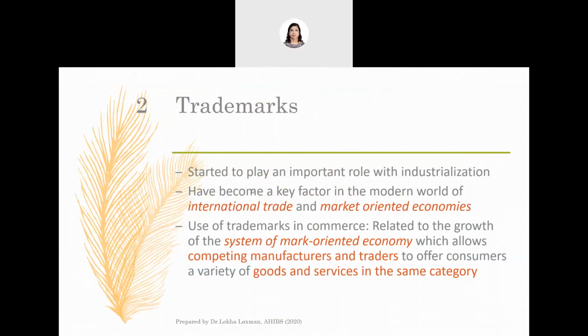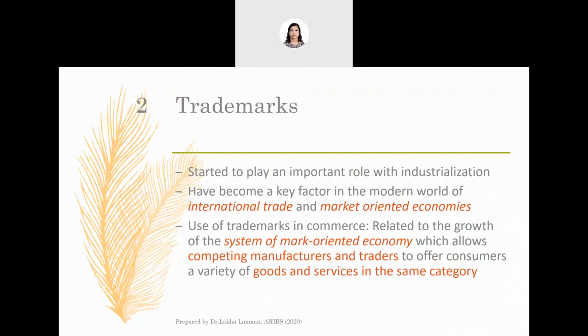Now, if you look at trademarks, it started playing an important role with industrialization. It is one of the things that have been given importance after industrialization. And also, it became very important as international trade and globalization has begun to play a prominent role after that. And today we are looking at market-oriented economies. So definitely in the context of the markets, you can see that businesses need trademarks so that they will be distinctive in terms of a particular product or service that they are offering.